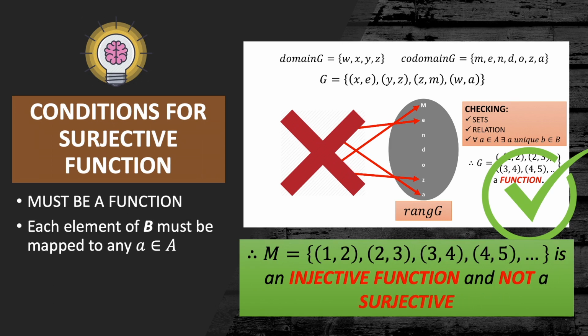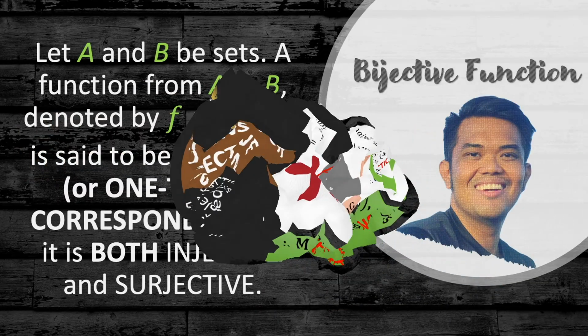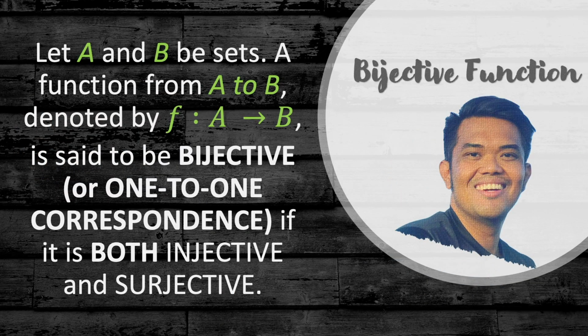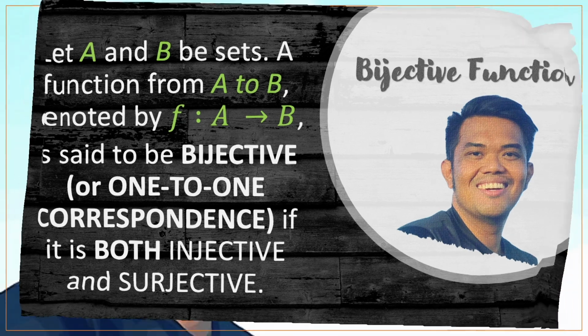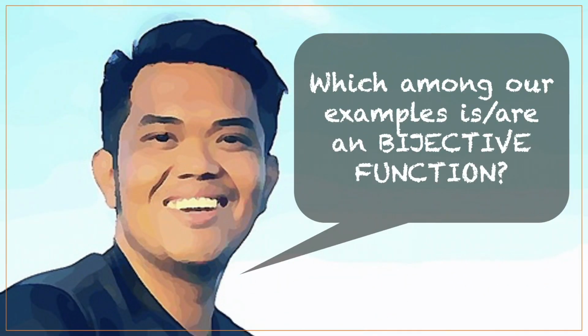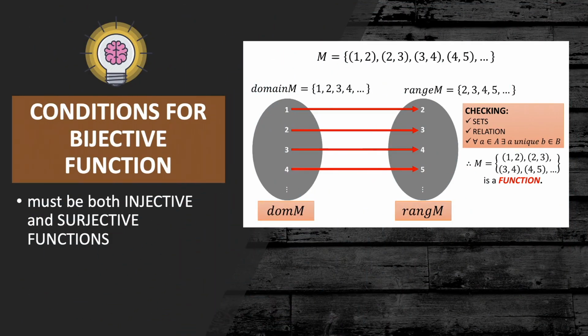The last classification of function is bijective function. Let A and B be sets. A function from A to B denoted by f is said to be bijective or one-to-one correspondence if it is both injective and surjective. Let's see which among our previous examples is a bijective function. Since set M is both injective and surjective, set M is a bijective function.